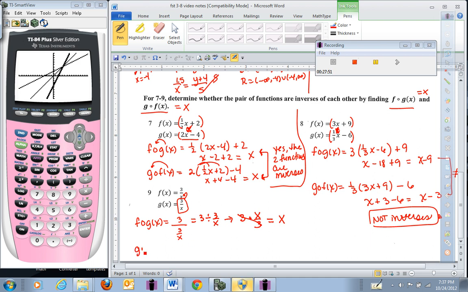If I do g of f of x, that means I'm going to put this f down here. I'll have 3 over x, which is still 3 divided by 3 over x, which is still 3 times x over 3, which then equals x. Each one composite with the other is giving me x. So what does this tell me? This tells me that, yes, the two functions are inverses. All right.